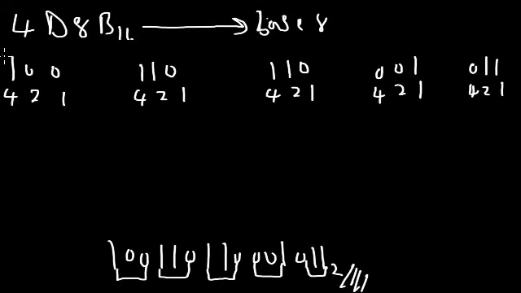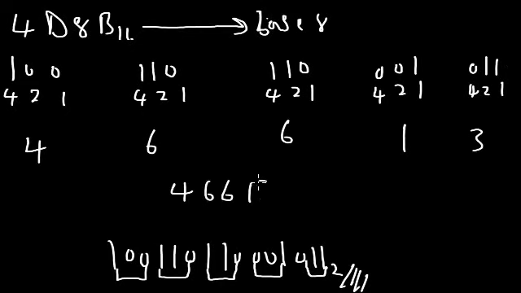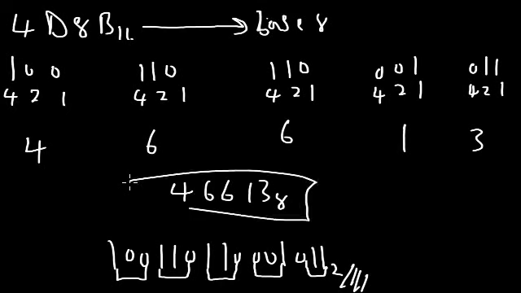So it turns out that only 4 has 1 above here, so that's 4. What about here? 4 and 2, 4 plus 2 is 6. For this, 4 and 2 as well, 4 plus 2 is 6. For this, only 1, so I have 1. And for this, 2 and 1, 2 plus 1 is 3. So that should be 4, 6, 6, 1, 3 in base 8. And this is our final answer.